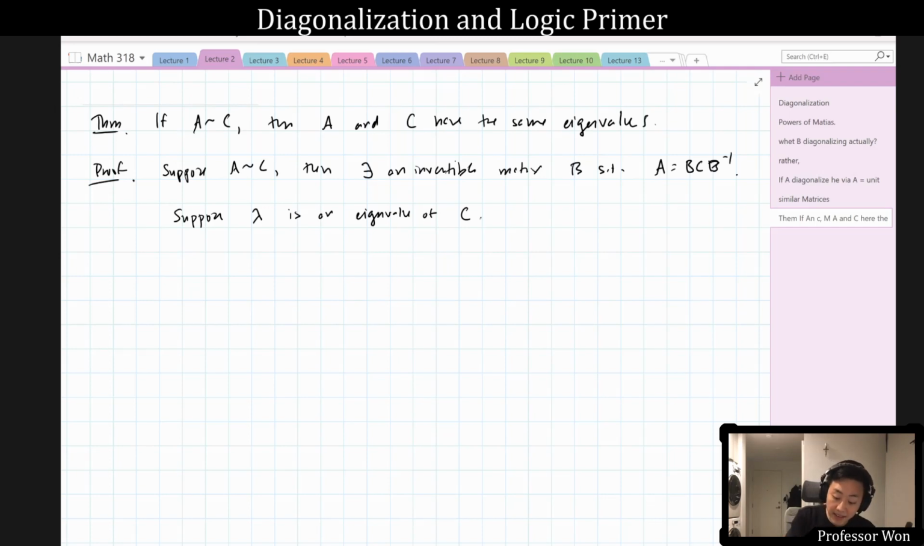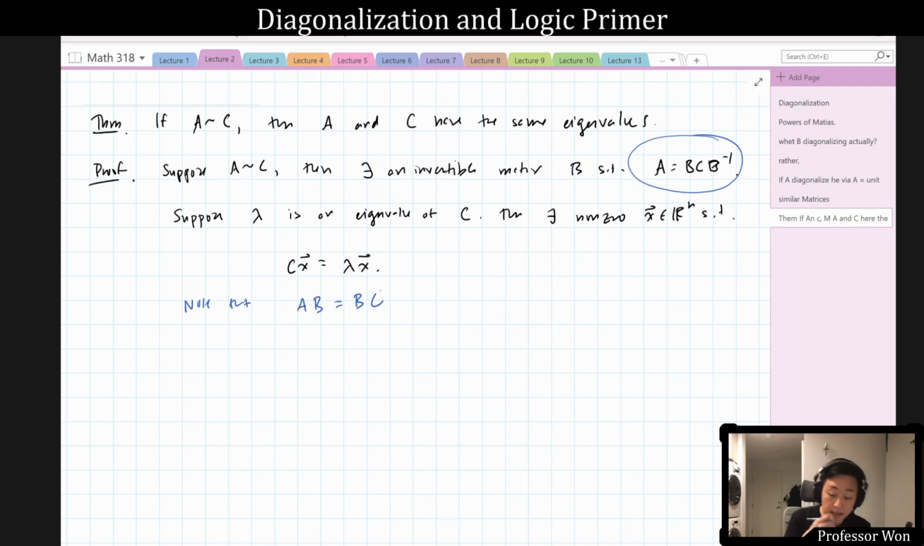What does that mean? Then there exists a non-zero vector x such that Cx equals lambda x for that eigenvalue lambda. I want to show that actually lambda is an eigenvalue of A as well. Okay, but the point is that if A equals B C B inverse, then A times B equals B times C. Just multiply on the right by B on both sides.